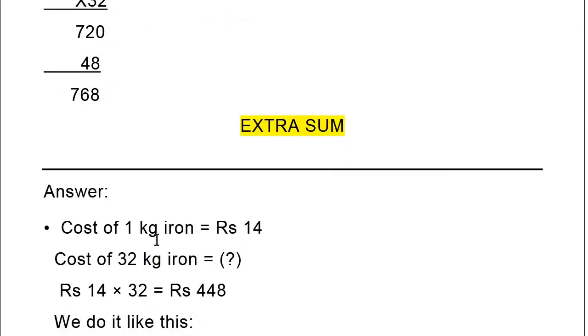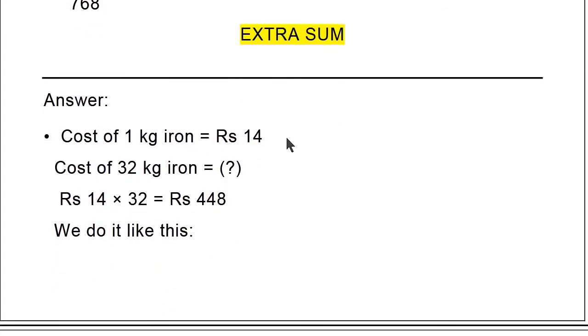Now this is the extra sum. Cost of 1 kg iron is equal to 14 rupees. So the cost of 32 kg iron is equal to how much? 14 into 32. 32 into 10 is 320, and 32 into 4 is equal to... 14 into 30 is 420 and 14 into 2 is 28. 420 plus 28 is 448. We do it like this.